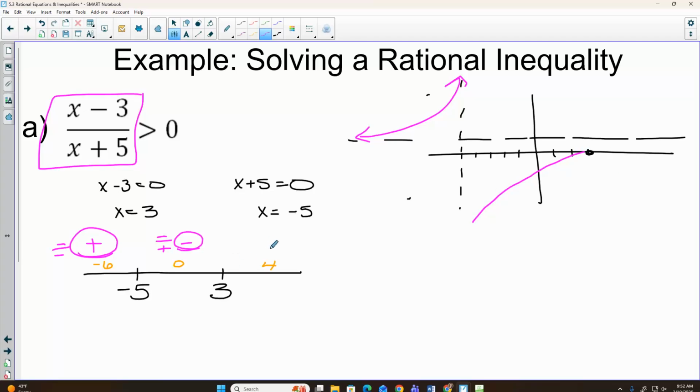Okay, after 3, if I put in a 4, 4 minus 3 is positive. 4 plus 5 is positive. If you divide two positives, you get a positive. Okay. So we could have drawn the graph and looked at it, or we could just look right here.